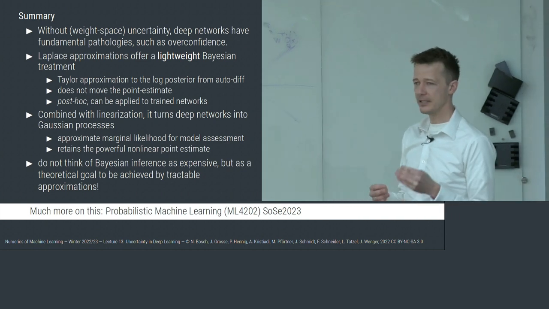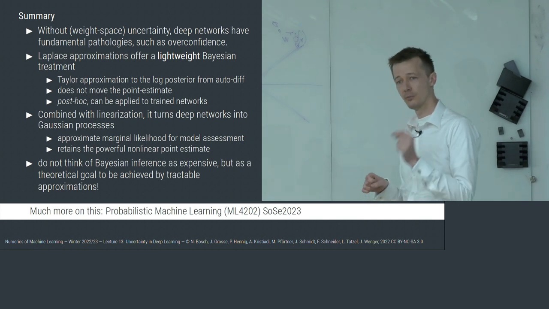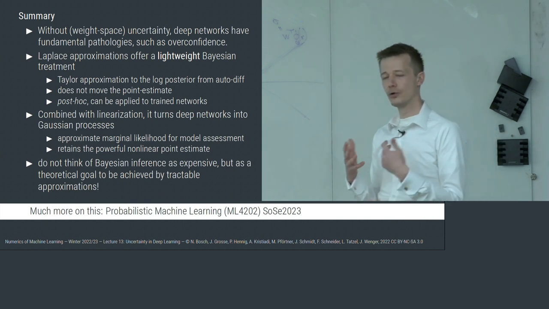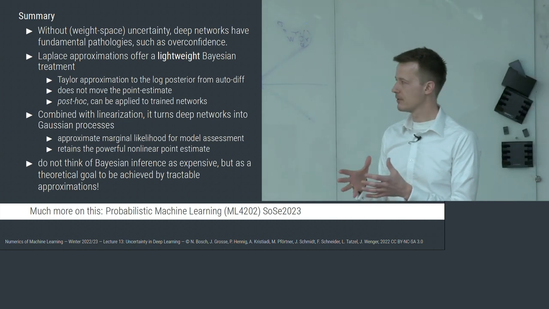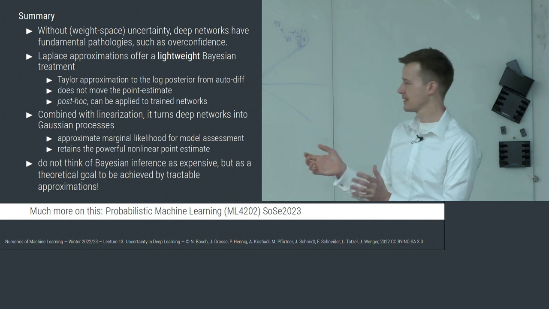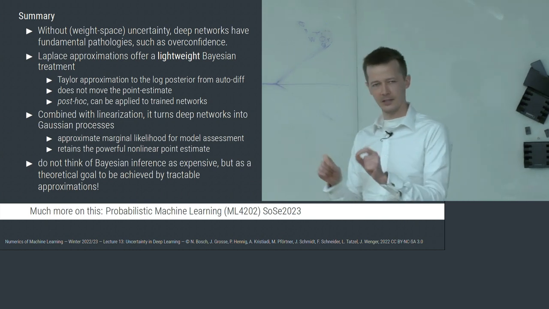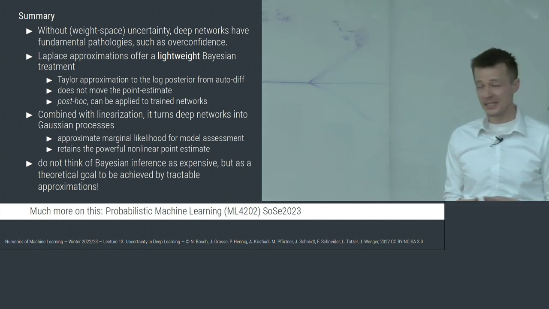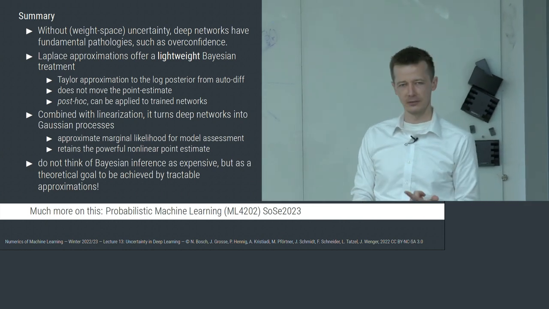They can be particularly well combined with a linearization of the network in the weight space. That linearization allows us to do closed form computations that can maybe be best summarized in the sentence that they turn the deep neural network into a Gaussian process. That's actually the title of the paper by MTS Khan, who introduced this. Linearization turns neural networks into Gaussian processes. And it can be done pretty much to any deep neural network if you're willing to compute the Jacobian and the Hessian of the loss function.